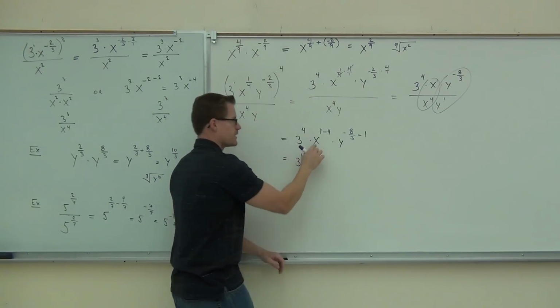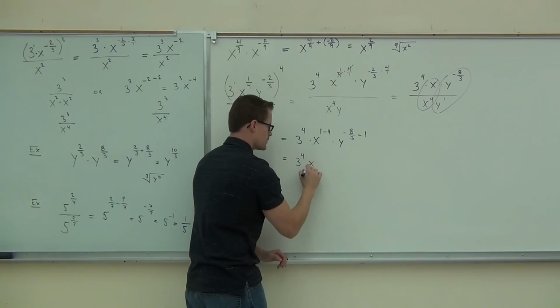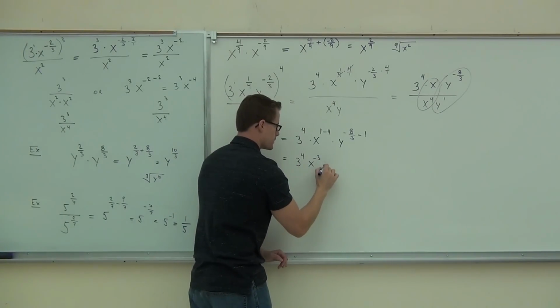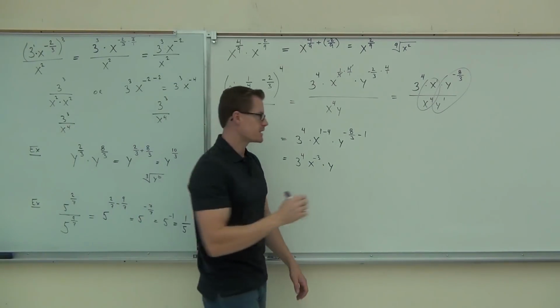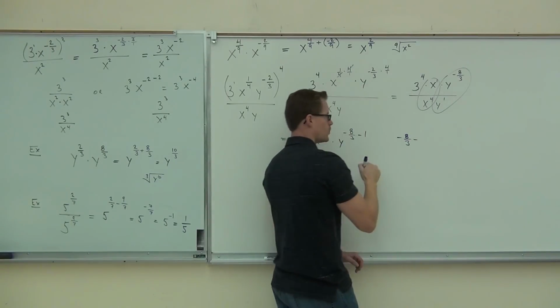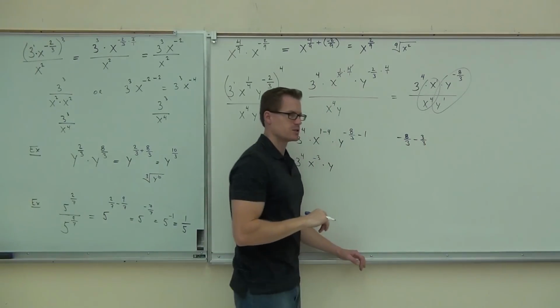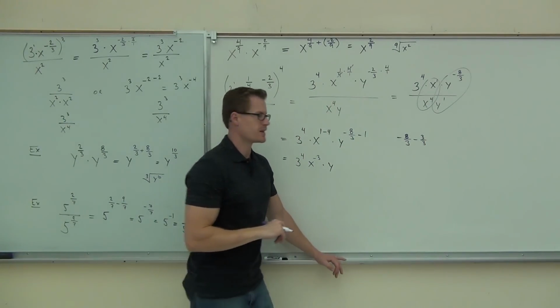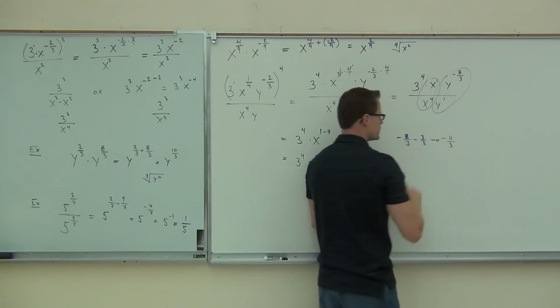3 to the 4th, I'm going to leave it. X to the 1 minus 4, how much do we get out of that? Times y to negative 8/3 minus 1. Negative 8/3 minus 1 is the same thing as negative 8/3 minus 3/3. Find a common denominator. Negative 8/3 minus 3/3 is the same thing as negative 11/3.